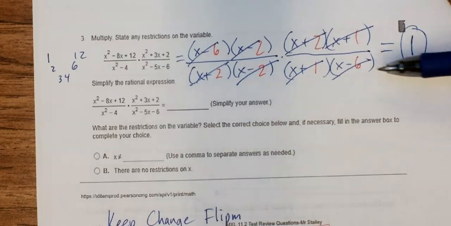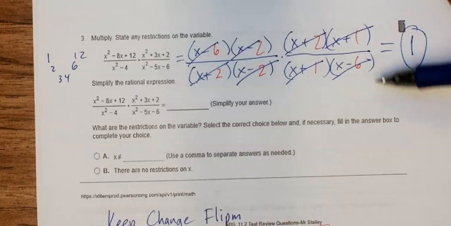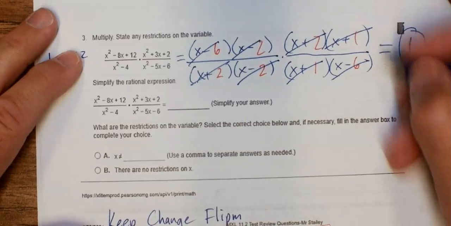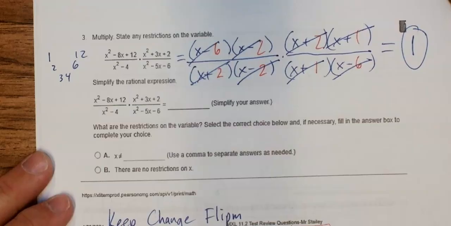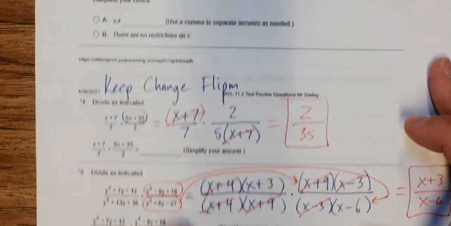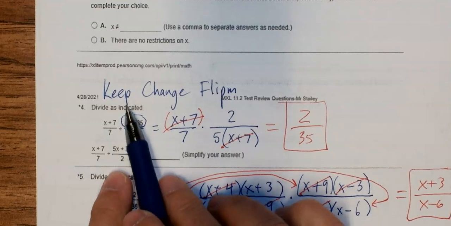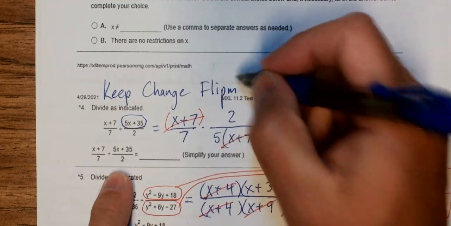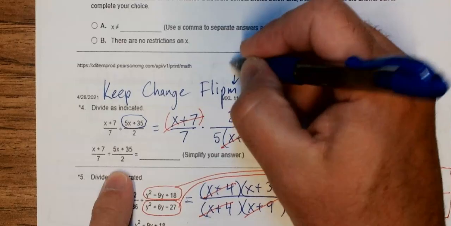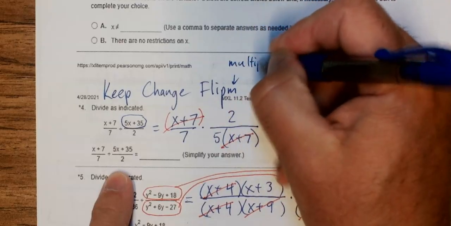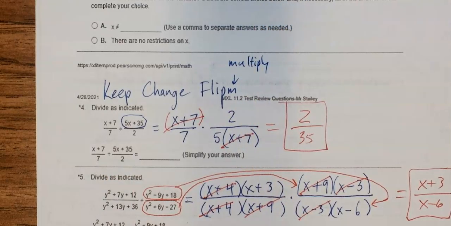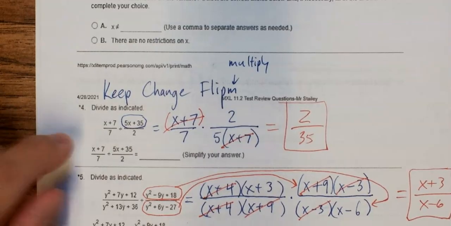Like I said before, if you cancel everything out, you still have a 1, right? So it's like having 1 divided by 1. So, question 4 right below that, I came up with this phrase, keep, change, flip them, and the M I just added on the end just to see if you would remember that it's multiply. Okay, just keep that in mind. You're changing it from division to multiplication.